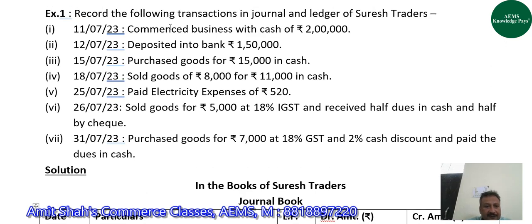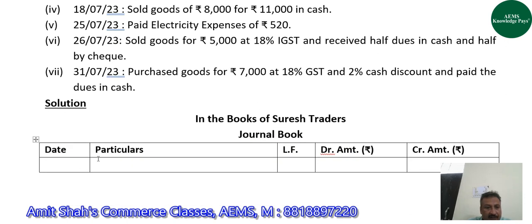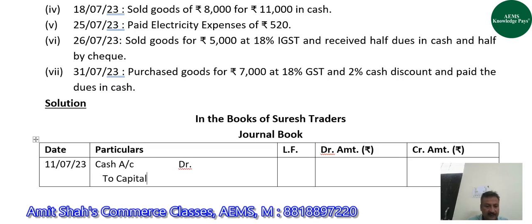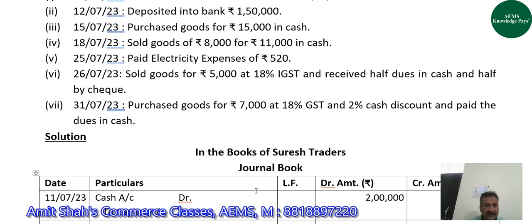So, guys, the first transaction is commencement of business with cash of rupees 2 lakhs. This happened on 11 July, so here we will write the date 11 July 2023. Cash account would be debited and capital account would be credited with rupees 2 lakhs. I'm not writing the narration here, guys.